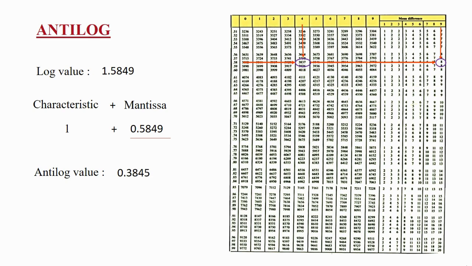0.3845. Now next, back to the characteristic part. How to represent the characteristic? To represent the characteristic in antilog, you have to represent it in terms of 10 raised to 1. And whatever the characteristic is, you have to add 1 to it, because while finding the characteristic in the case of a log value, you subtract 1 from that. So you have to give it back over here, and you have 10 raised to 1 plus 1. So this value is 0.3845 into 10 raised to 2. So when I multiply 10 raised to 2, that is 100, to the given number, I have 38.45.